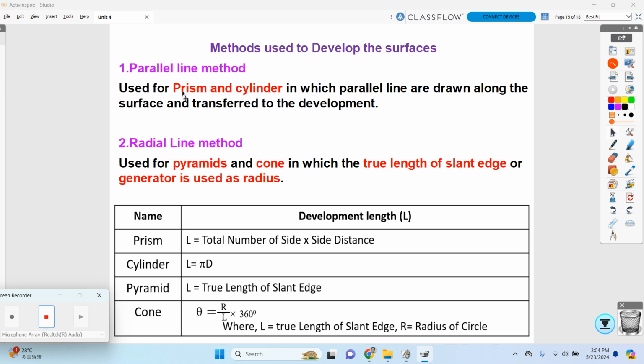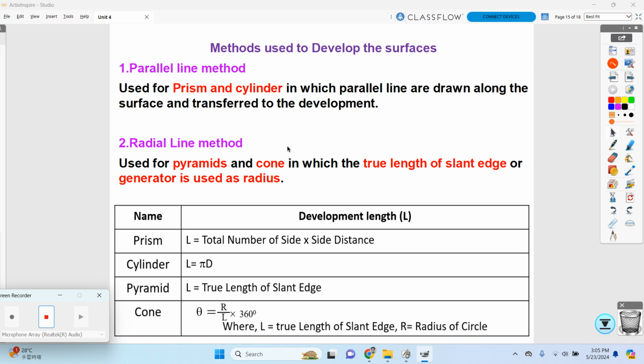If you take prism and cylinder, how do they look? In a prism, the bottom and the top look like the same shape. In the case of a cylinder also, the bottom and top are of the same shape. A prism may be a square prism, or a pentagonal prism, or a hexagonal prism. A cylinder has a circular object on the top and bottom. This is where parallel lines can be applied, to these two conditions, the prism and the cylinder.